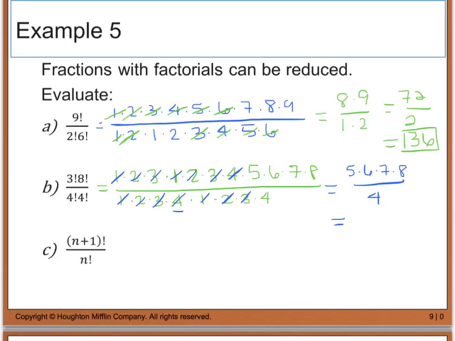And when I simplify that, 5 times 6 times 7 times 8 is really 1,680 divided by 4, and you'll see that this is 420.